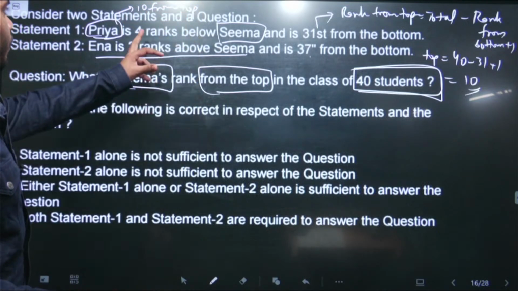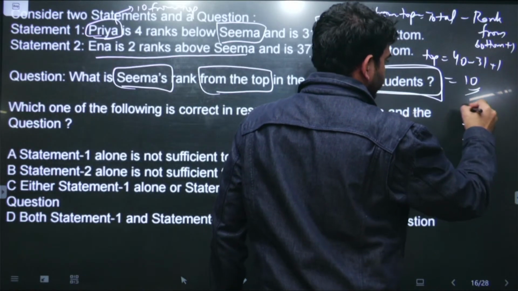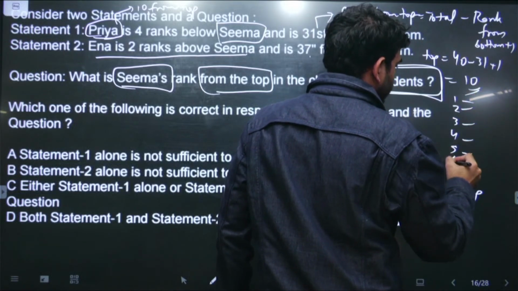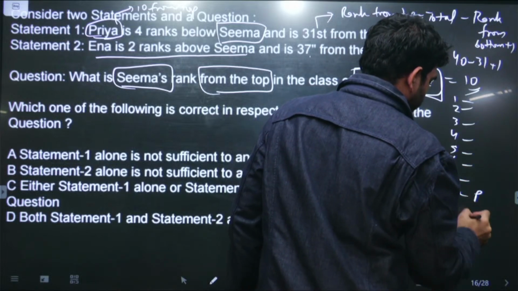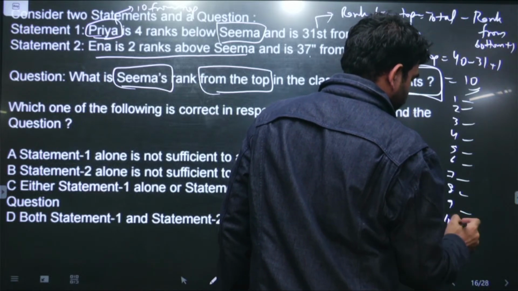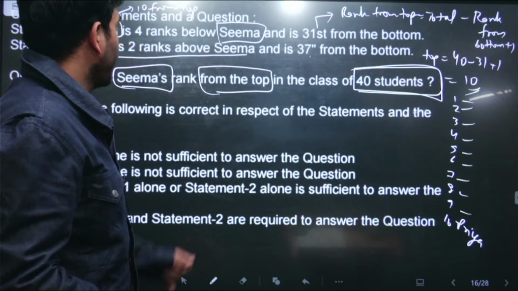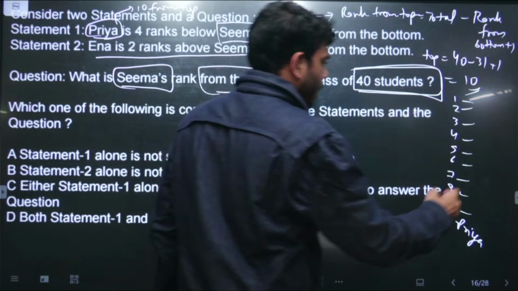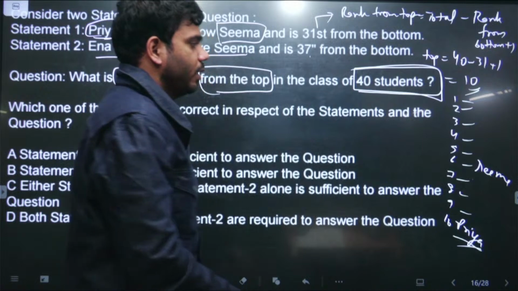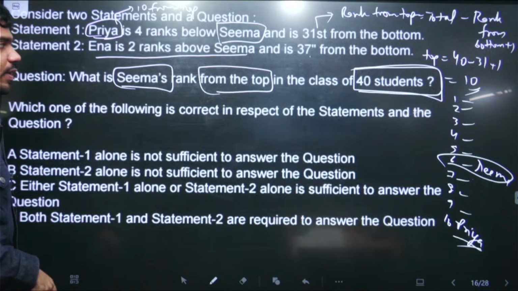And then, Priya is 4 rank below Seema. There are 10 people, and somewhere here is Priya: 1, 2, 3, 4, 5, 6, 7, 8, 9, 10. There are 10 individuals and at the 10th rank there is Priya. From the top, Priya's rank is 10 and she is 4 rank below Seema. Here is Seema, and these are the 4 ranks, and below these 4 ranks Priya is there. So very clearly from the top the rank of Seema is 6. So the first statement is sufficient to answer the question.